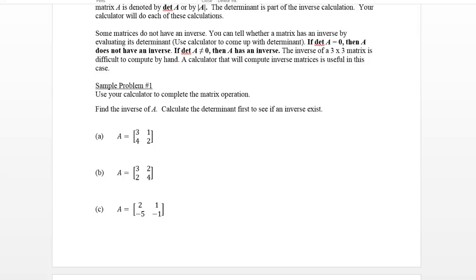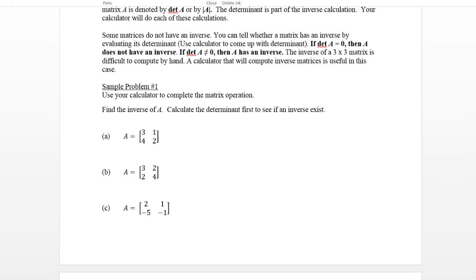For sample problem 1, it asks us to use the calculator to complete the matrix operation. So it says find the inverse of A and calculate the determinant first to see if it has that. So we're going to take the determinant. Let's show you how to do that on the calculator.